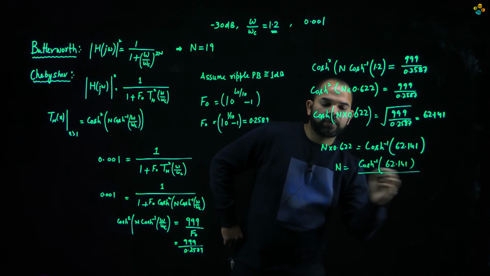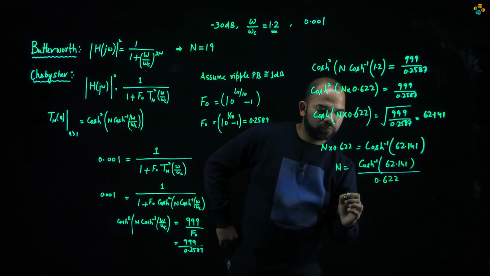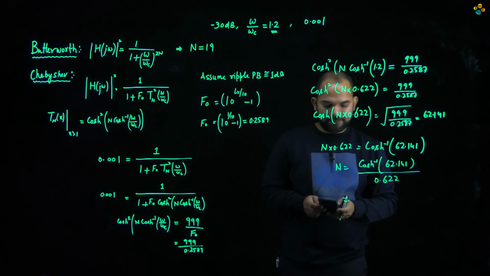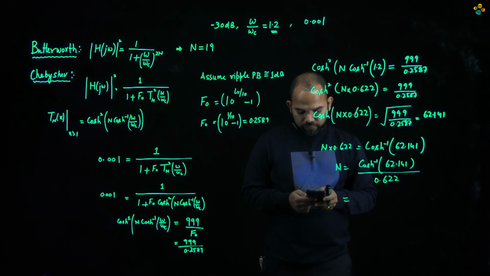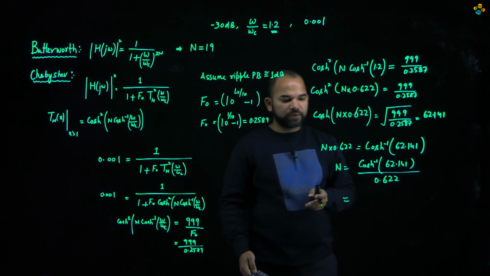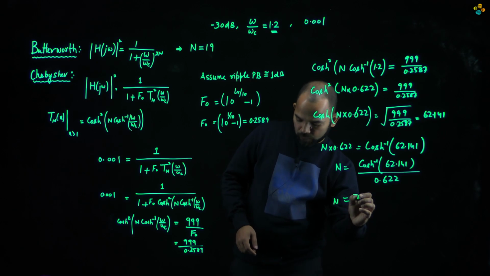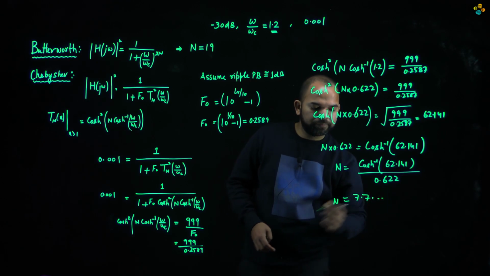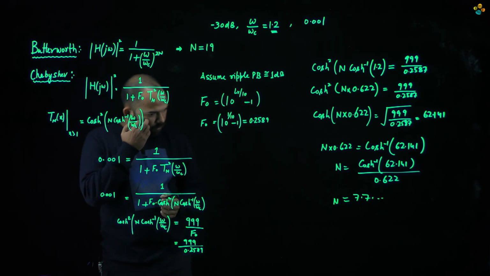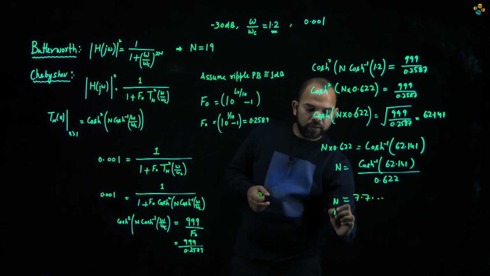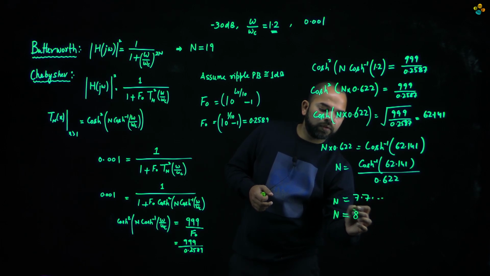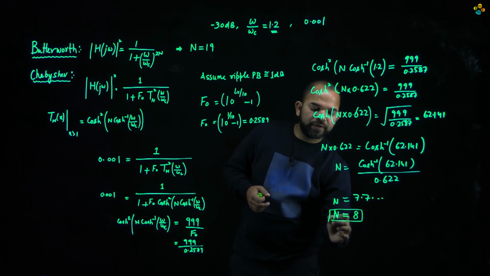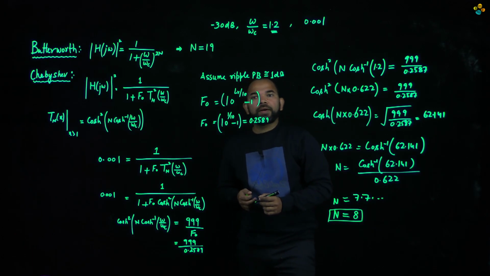62.141 divided by 0.622. So let's solve this value again. So cosine hyperbolic inverse of 62.141 divided by 0.622. So this comes out to be 7.7 and something. Okay, and we have seen previously, if we have any real number, we take an integer value which is greater than this value. So n equals 8.